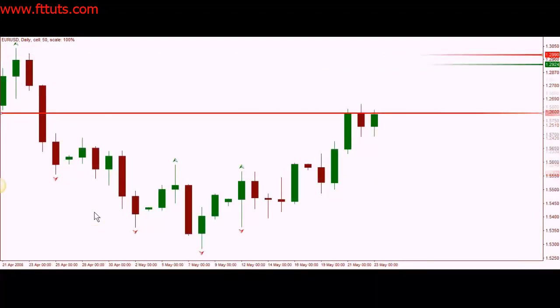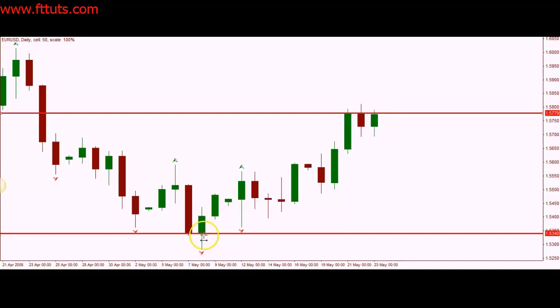Okay, so let's look at the evening star in the context of where it would be in a ranging market. Pretty much sideways, we're in a range and the market's bouncing on support and resistance levels. So you see I have this level up here. This is going to be the resistance level. I'm going to put a level down here for support, because this is going to be the next support level.